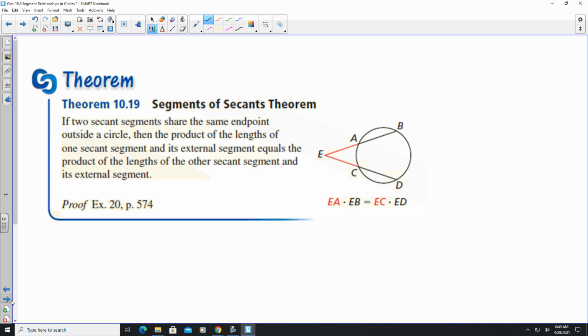Basically that means that you can find any one of these values by saying that EA times this entire value EB is going to be equal to EC times this entire value of ED. So please remember that. A lot of people forget to take into account the entire line segment with that. So again, just be mindful with those formulas.